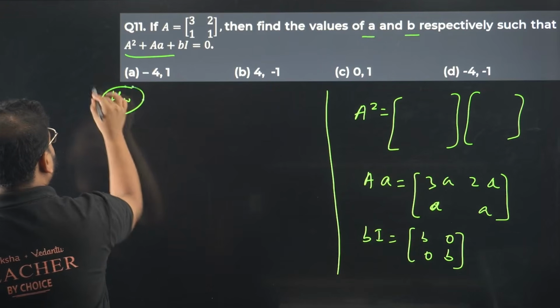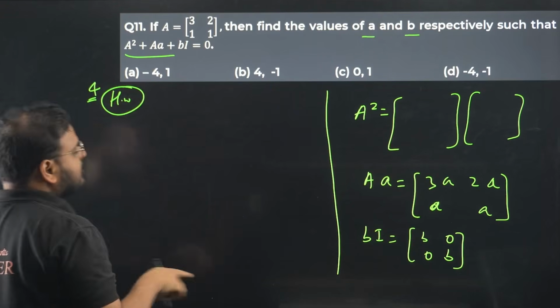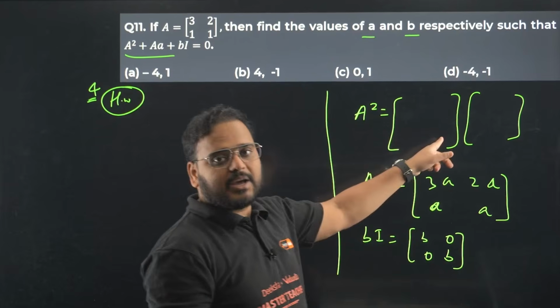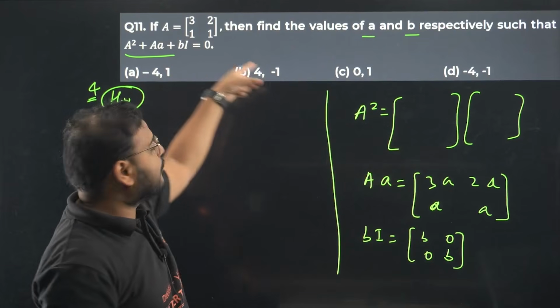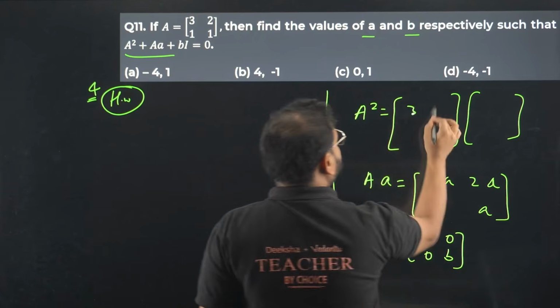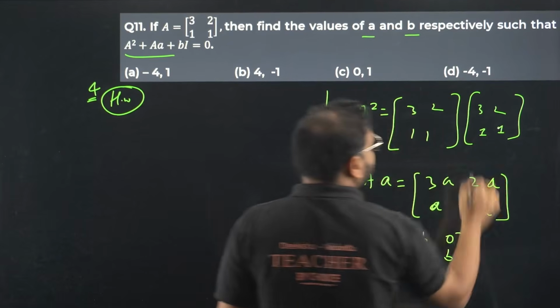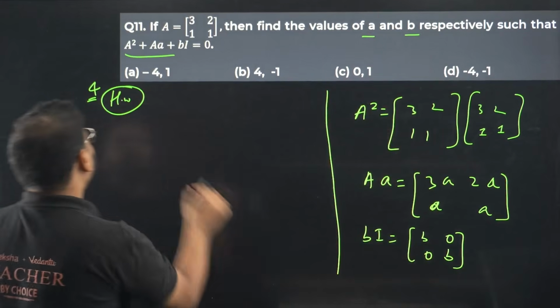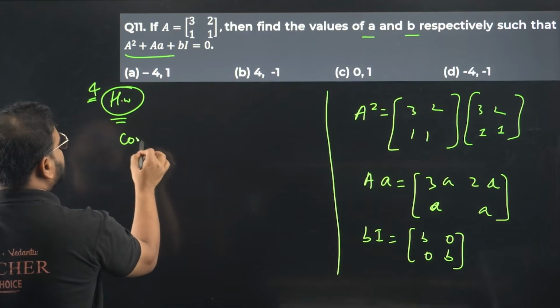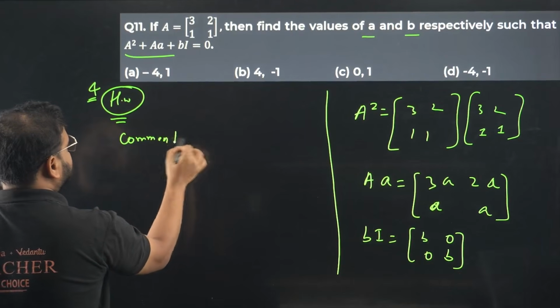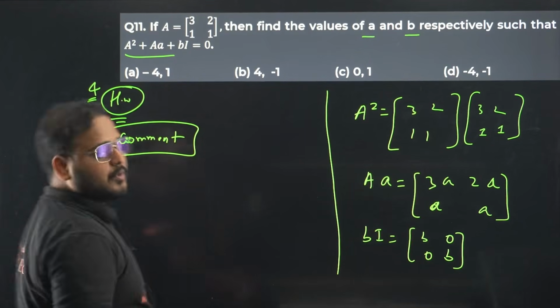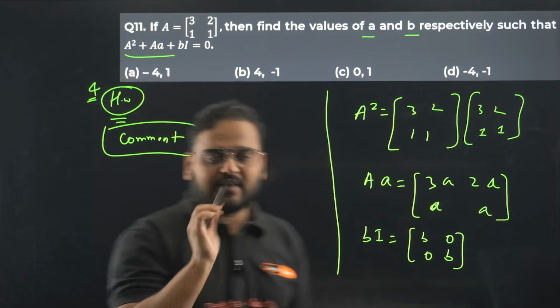I think the fourth question is homework today. Fourth question. So A square to find the multiplication. Okay, from here 3, 2, 1, 1. You can do that, right? 3, 2, 1, 1. I've taught you all of this. Please solve it and give me the answer in the comment section. Fourth homework. Comment your answer. Got it? So 11th one, solve it and give it to me.